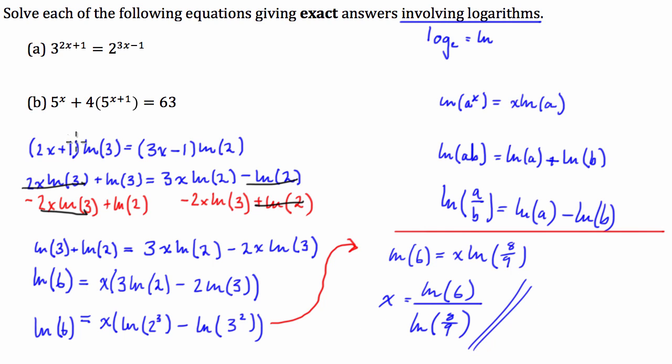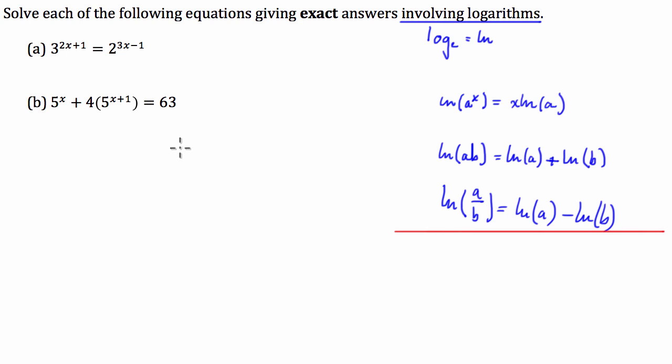So basically what we've done here is we've separated out all of the different components. We've then collected like terms on both sides, whether it be the x or the numbers. We've then factorized by x. We've then done the reverse of the log laws, and then we've found our answer. So we'll get on to B next. Okay, so on to part B.